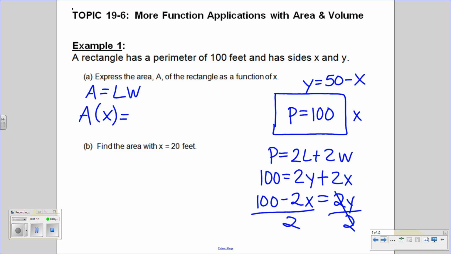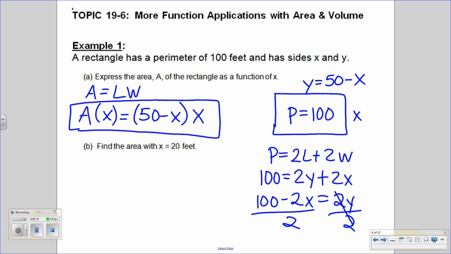Okay, so now I have my width as x and I have my length as 50 minus x. So I'm going to come back over here to my area formula and I'm going to replace L with 50 minus x and I'm going to replace the width with x. And that would be my area formula as a function of x.